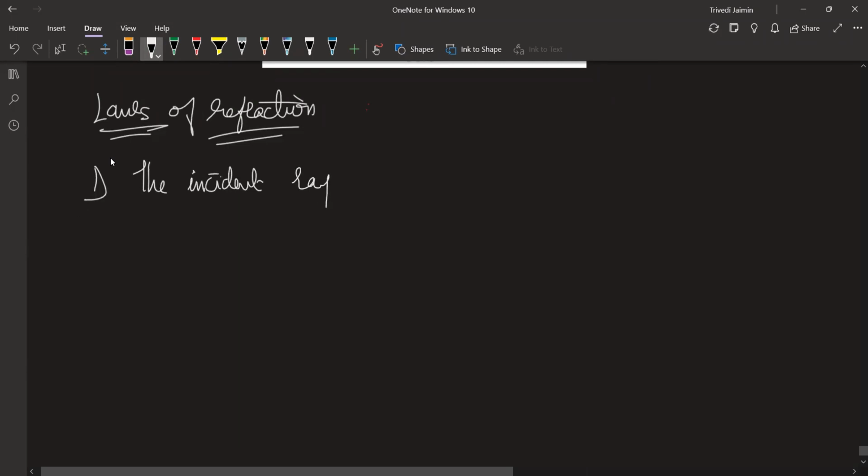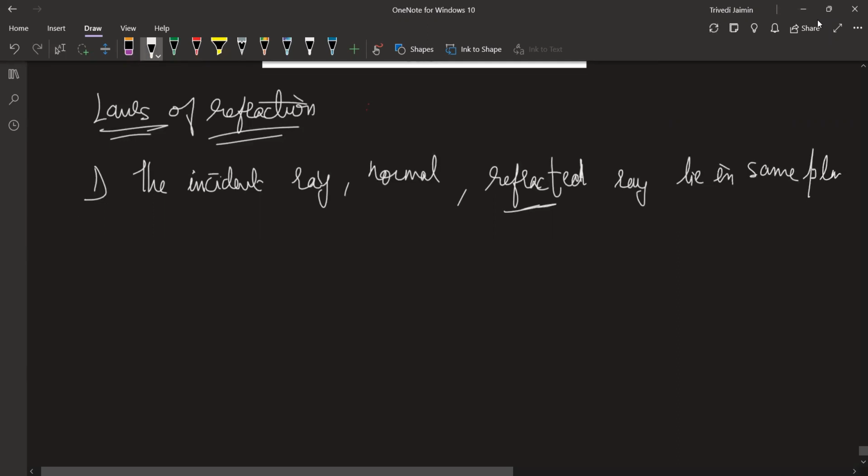Incident ray, normal to the surface, and refracted ray. We are just changing this word, right? Reflected and refracted. Both laws are the same. Laws of reflection and refraction. Same plane.